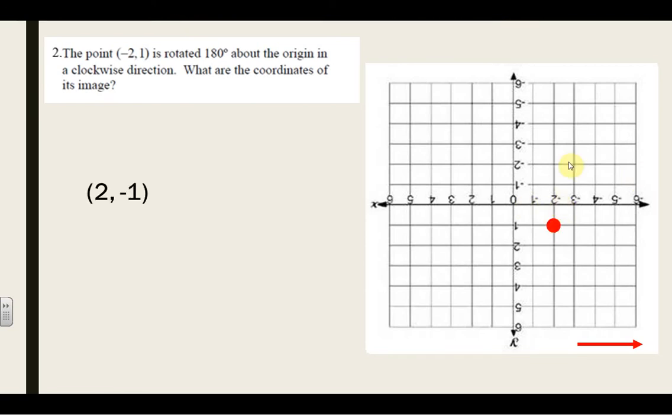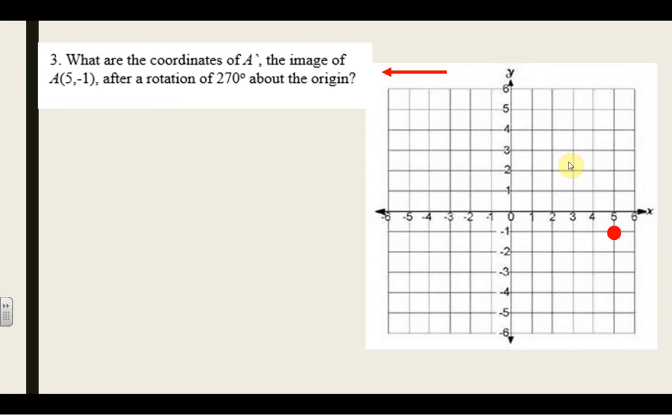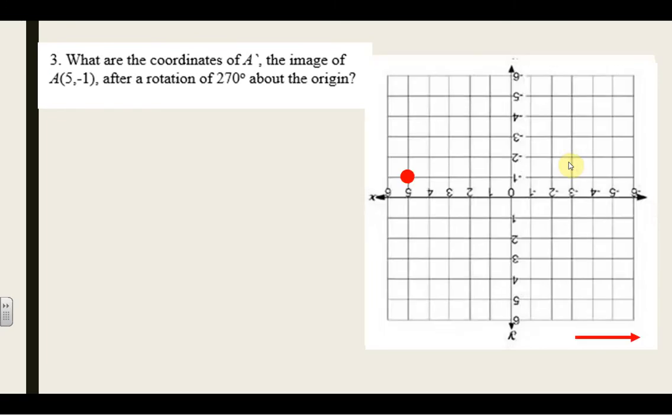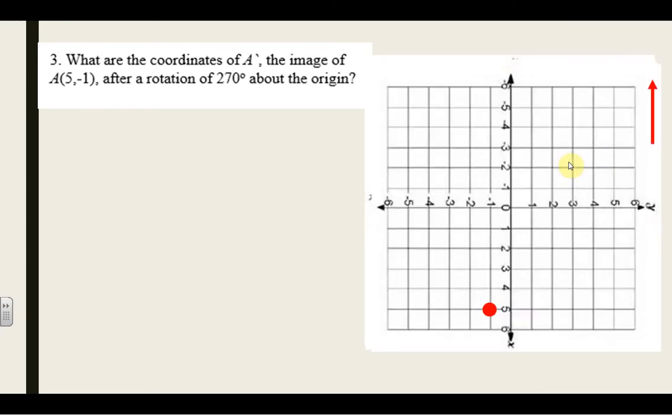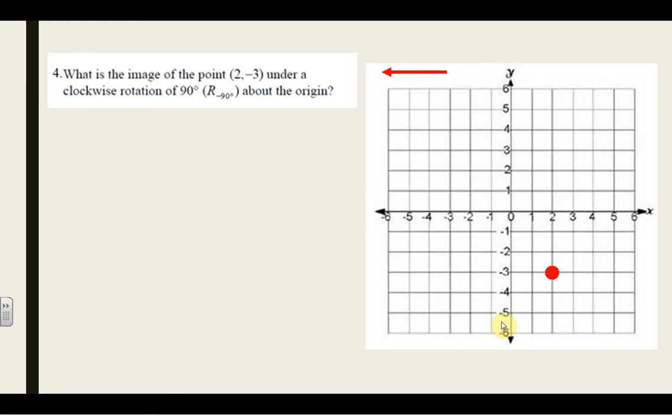So those are my new coordinates. It's that easy. You're literally just turning your paper. So 270, it would be 1, 2, 3. So my new coordinates would be -1, -5. From here, I can also rotate in a negative direction.